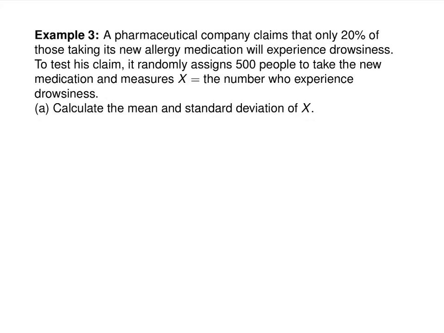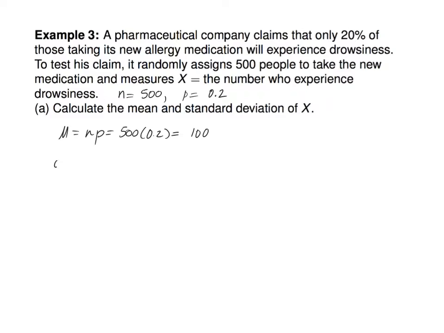Okay, so first of all, what is N? 500. Great. And what is the chance of success, assuming success is you get sleepy? 0.2. Okay, so mu is NP, so 500 times 0.2, which is 100. So in a sample of 500, you expect about 100 people get drowsy, which is 20%, right?